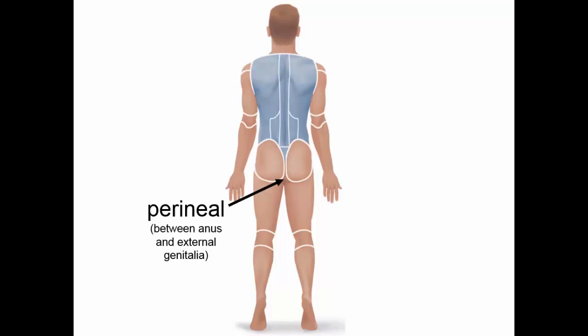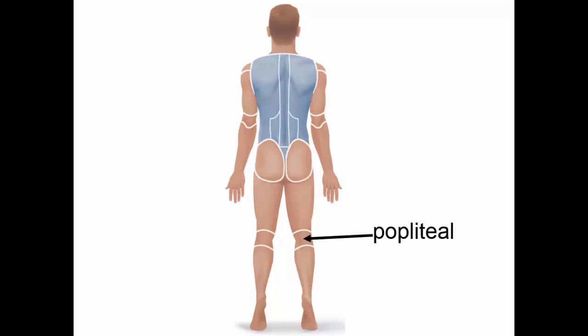The perineal region is a really hard one to show on a picture. It's the area between your legs. It's between the anal opening and the external genitalia. The popliteal area is behind the knee. The calcaneal area is your heel. The plantar area is your foot. Now you use these terms to describe things. For example, plantar warts are warts on the bottom of your foot. The popliteal artery would be behind your knee.